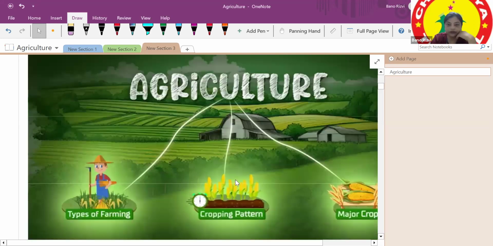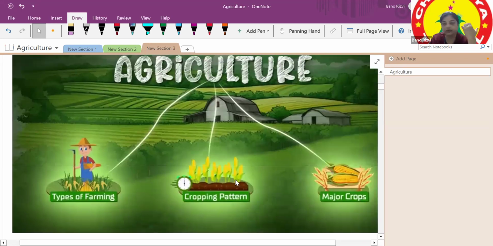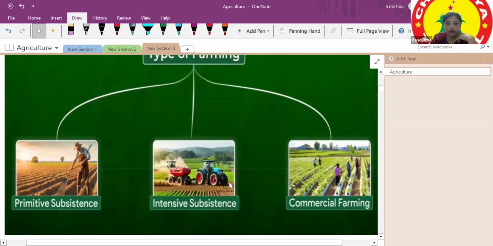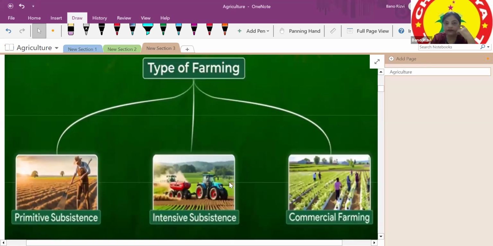Now in this chapter, we are going to study the types of farming, we are going to study the cropping pattern, and we are also going to talk in detail about major crops. Fine. Okay, so what do you know? We have three types of farming.